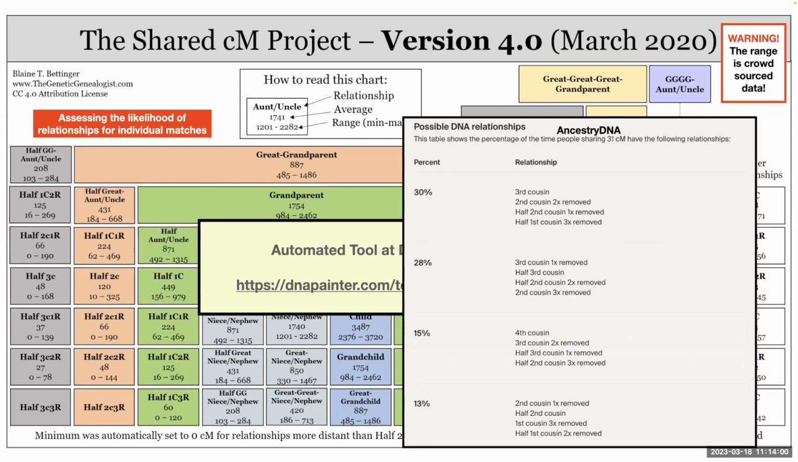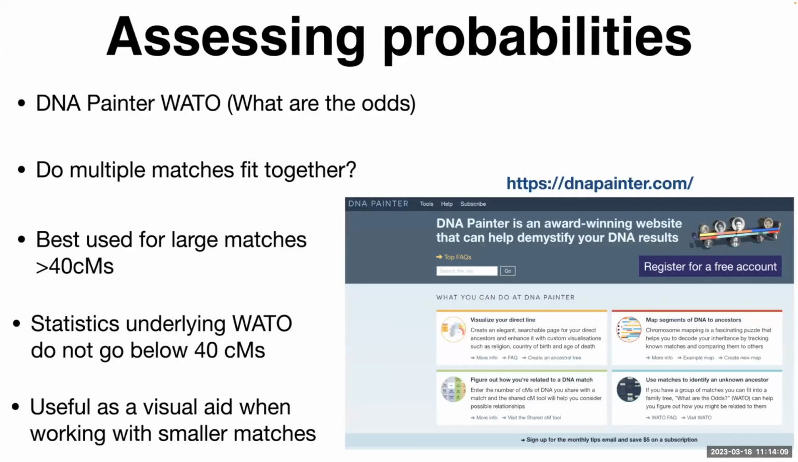This doesn't come immediately to the brain, I don't think. But then when you see it there, you start to think about some of those other relationships that might be possible. And Watto, I've talked about Watto, and Watto charts are great evidence to be using in your analysis, and when doing reports and that sort of thing, or coming to conclusions about particular ancestors. But again, it's best used for larger matches where you've got over 40, because the stats don't work below 40 centimorgans. But for more distant and smaller matches, it can be very useful as a digital aid.